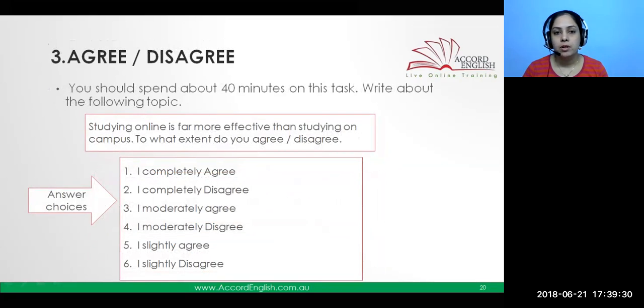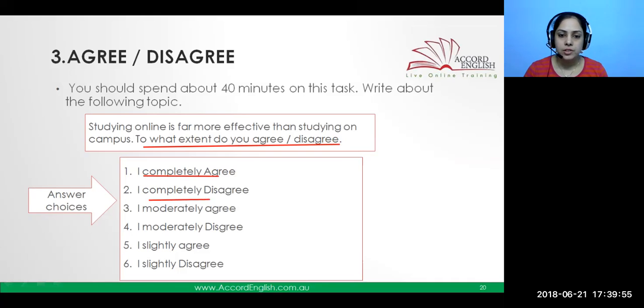Moving on to the third part, which is the agree-disagree kind of question for essay writing. Studying online is far more effective than studying on campus. The question they have given here is, to what extent do you agree or disagree? You have 6 different tones which you can adopt for answering these kinds of essay questions: completely agree, completely disagree, moderately agree, moderately disagree, slightly agree, slightly disagree. This is the tone that you can adopt.